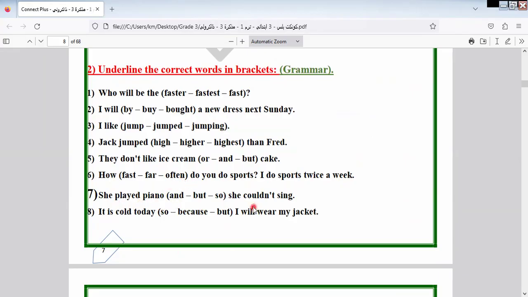She played piano. She couldn't think. Here is two sentences and contrast. So I select what? I select but here.